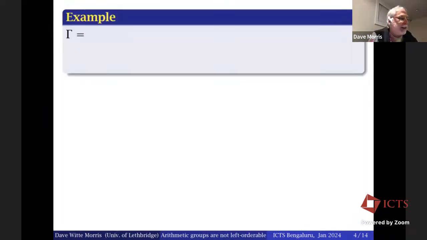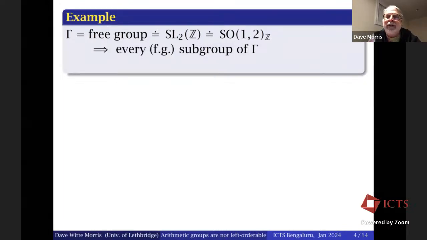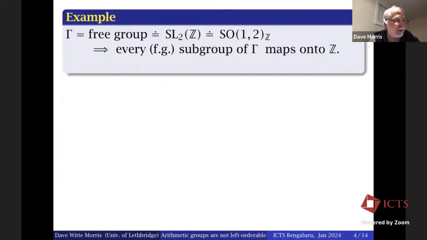One example. Let gamma be a free group. Now, this is an arithmetic group because up to finite index it's just SL2Z, and it's also the integer points of SL2, up to finite index. There's a little dot over the equal signs to indicate finite index. Well, in a free group, every subgroup, and actually I just need the finitely generated subgroups, but it's true for every subgroup. In particular, every finitely generated subgroup has infinite abelianization. It maps onto the infinite cyclic group Z.